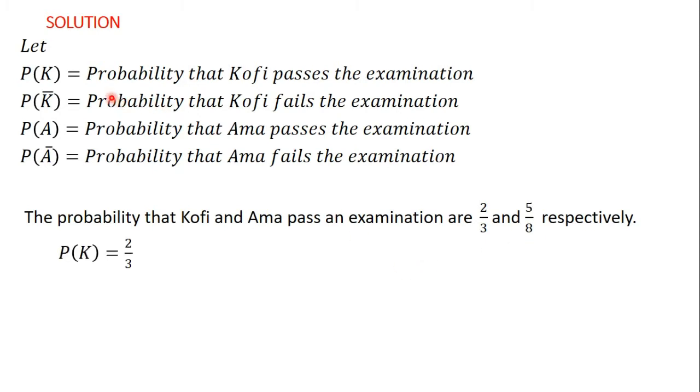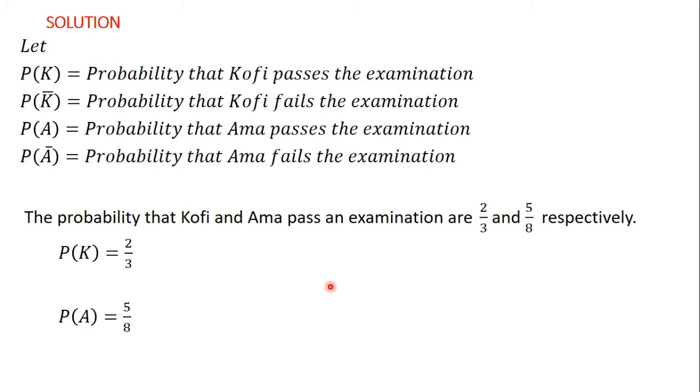We have let P(K) represent the probability that Kofi passes the examination. So we can say that P(K) is equal to 2 divided by 3, because the probability that Kofi passes the examination is 2 divided by 3. In the same way, the probability that Amma passes the examination is P(A). So P(A) is 5 divided by 8.